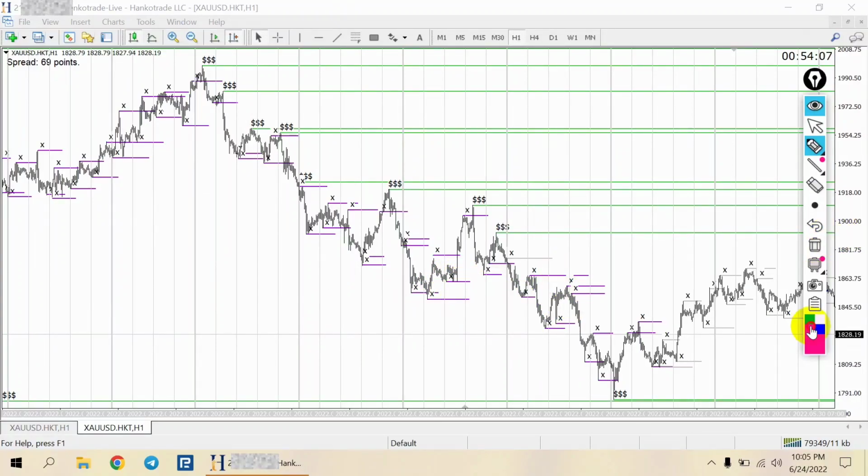How do we identify that? It's very easy. We break weekly lows and we respect the weekly highs. High of that week, respected. High of that week, respected.